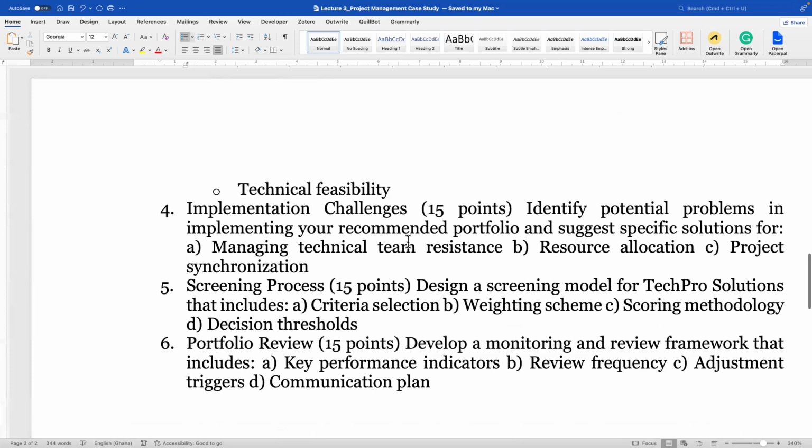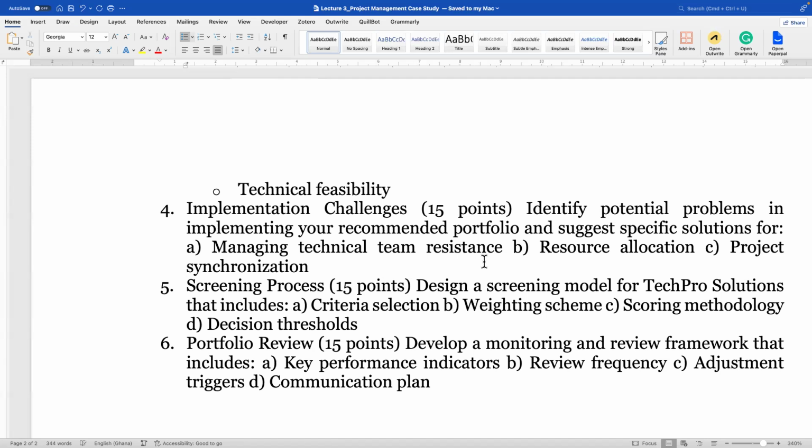4, implementation challenges. Identify potential problems in implementing your recommended portfolio and suggest specific solutions. And when we say recommended portfolio, it means we are not looking at one project. We are looking at a combination of projects that you could select, that will meet the criteria we set out.